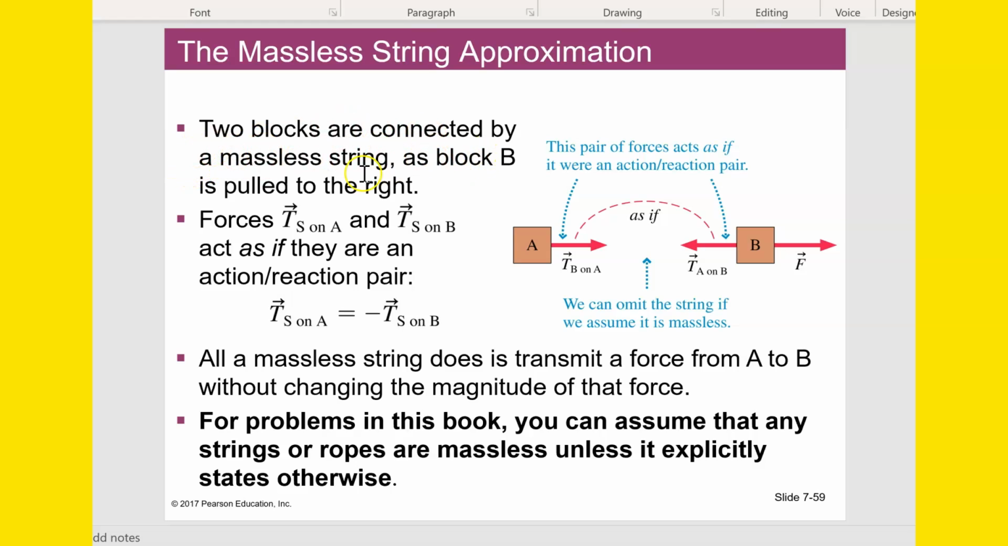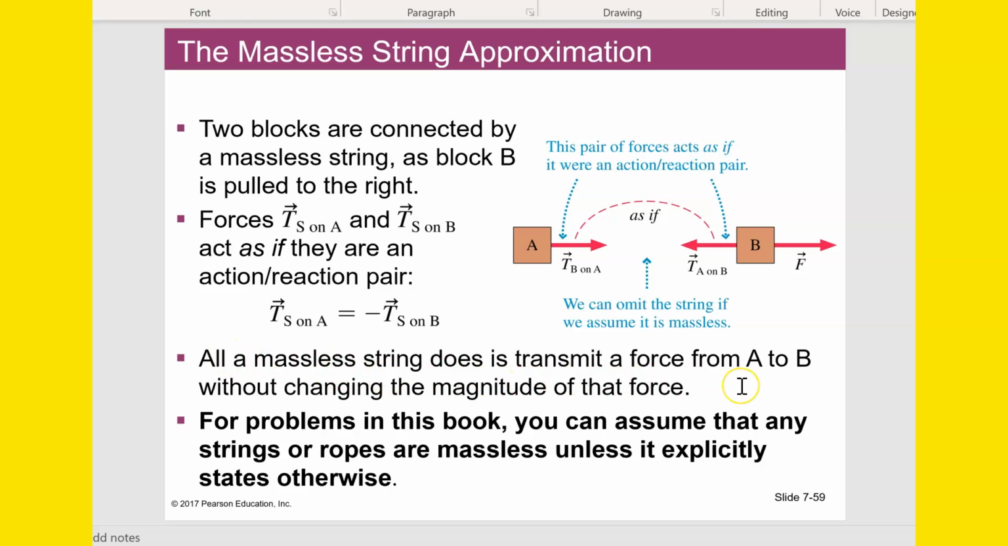Two blocks are connected by a massless string. As block B is pulled to the right, the force of tension of the string on object A and the force of tension of the string on object B act as if they are an action-reaction pair. So the string on A is of opposite direction and equal magnitude to the string on B. They act as if they're an action-reaction pair. They're not actually. The action-reaction pair would be the A on the string, not the string on B. So they're not actually an action-reaction pair, but they act like it. It's going to be just as if it is that way because of what we just talked about.